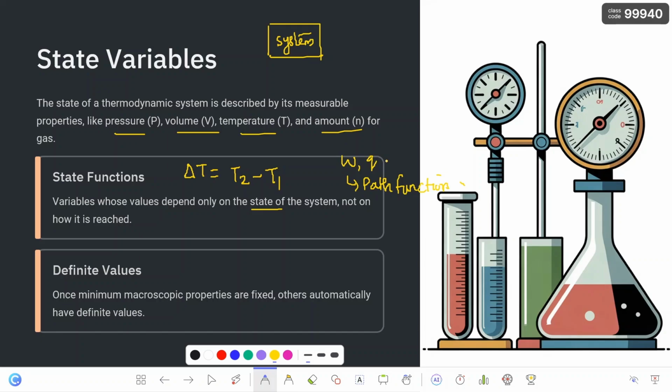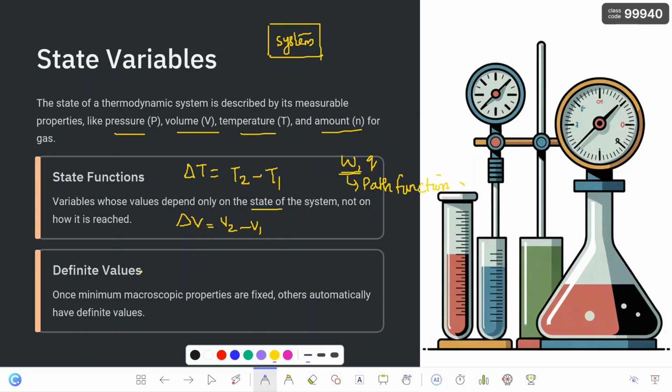Suppose we are taking volume. We can write delta V equal to V2 minus V1. Suppose there was 1 liter of water, then it increased to 10 liters. There we don't care whether it increased by pouring water ourselves, or from a tap, or from some pipe. We just need to know the difference. Such functions are called state functions, while path function means it depends on the path how it reached. The two important path functions are work and heat.